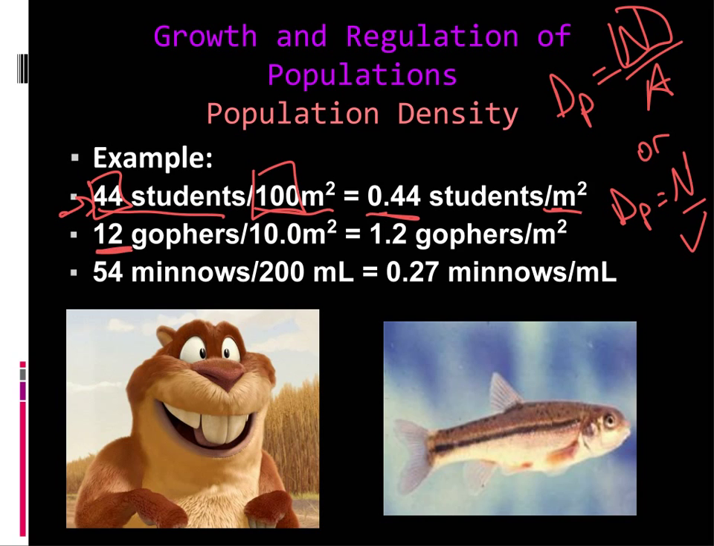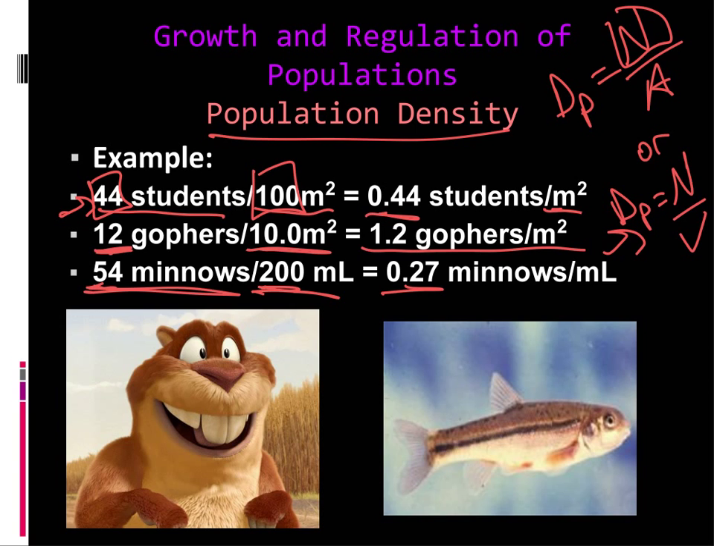You have 12 gophers. You have an area of 10 meters squared. Again, 12 divided by 10 gives you an answer of 1.2 gophers per meter squared. And then if we go to this formula here and we use a volume, we have 54 minnows in, say, a 200 milliliter fish tank. We divide our number of minnows by our volume, and we get 0.27 of a minnow per milliliter. Now, that's not actually possible, but to give you the correct statistics of how many minnows are within that volume, that's what population density does.